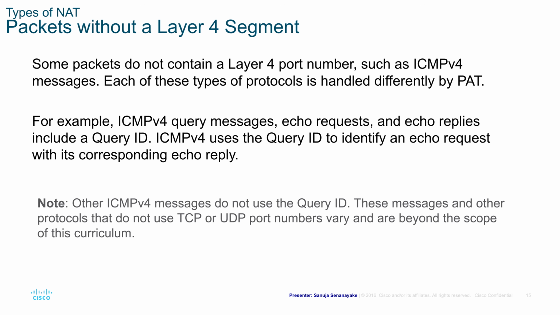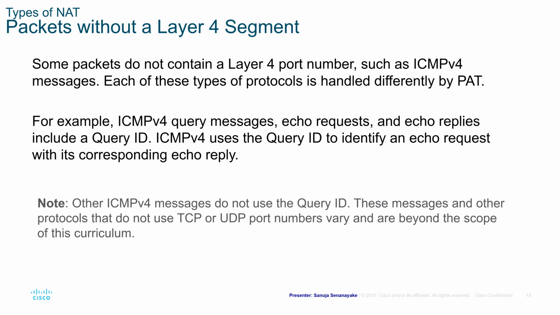Packets without a layer 4 segment. Some packets do not contain a layer 4 port number, such as ICMP version 4 messages. Each of these types of protocols is handled differently by PAT, because PAT utilizes both layer 3 and layer 4, but not all packets contain layer 4 information such as port numbers, such as ICMP. For example, the ICMP version 4 query messages, echo request and echo replies, include a query ID.